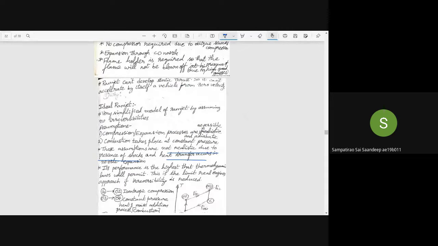And then, as you have seen earlier, a ramjet cannot develop static thrust, and so it cannot accelerate by itself from zero velocity. Now we'll be discussing an ideal ramjet, which is a very simplified model of a ramjet by assuming no irreversibilities. The assumptions involved are that the compression and expansion processes are reversible adiabatic, and combustion takes place at constant stagnation pressure. Obviously, these assumptions are not that realistic due to the presence of shock and heat transfer. So there may be heat transfer in this nozzle.